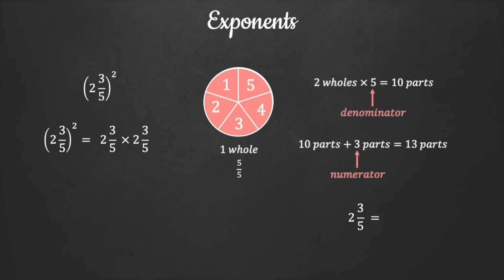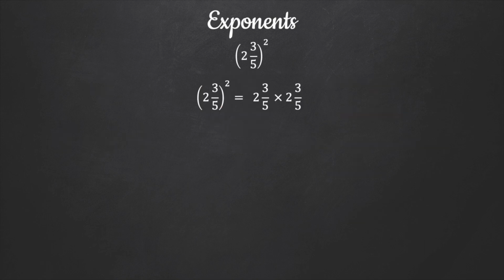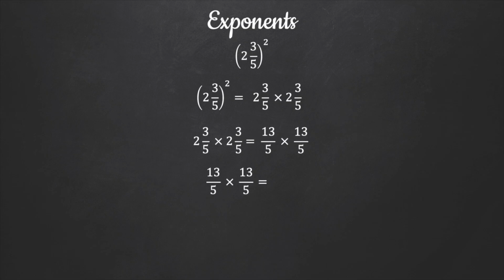So 2 3/5 is equal to 13 parts out of 5. So each circle is divided into 5 equal parts, and we have 13 of those shaded. So 13 out of 5. So that means that 2 3/5 times 2 3/5 is equal to 13 over 5 times 13 over 5.